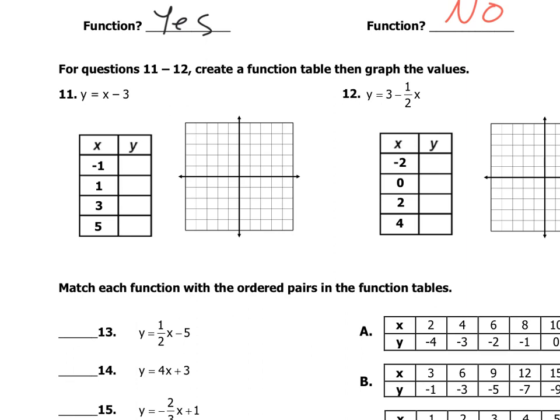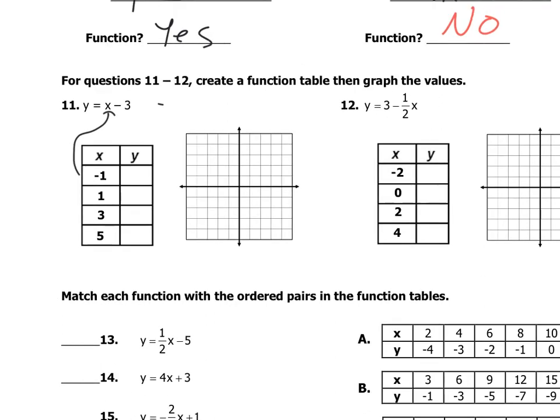So here we're given an equation and we're asked to create a function table and then graph its values. When we're creating a function table and graphing its values, we're just plugging the x value into our original equation, which was x minus 3. So if we plug in -1, it would be -1 minus 3, which equals -4. So that first y value should be -4. If we plug in 1, it would be 1 minus 3, which would be -2. So that second value would be -2.